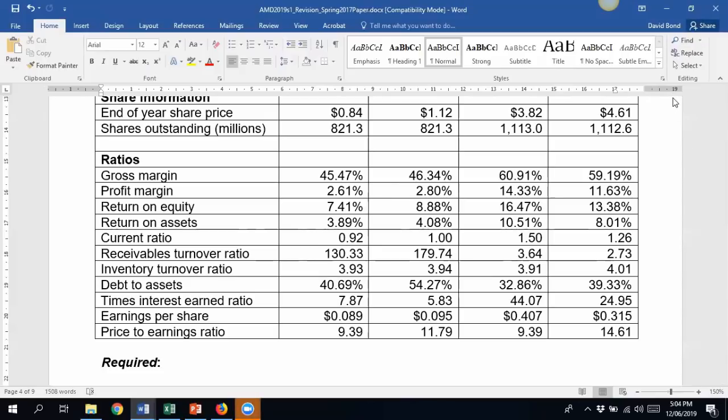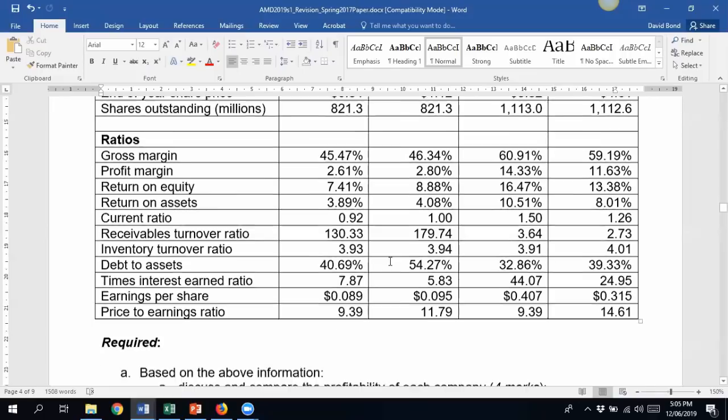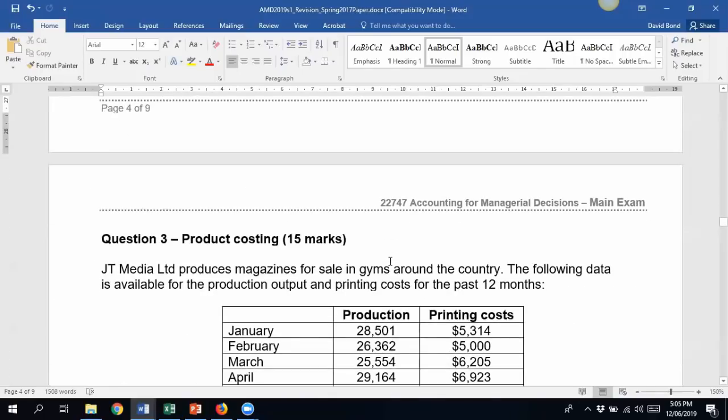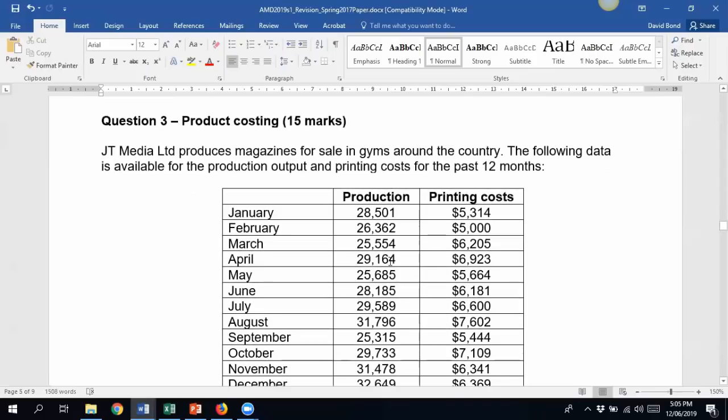Cool. All right. That is financial statement analysis. We're going to move to high-low. Will we? Yes. Next question.